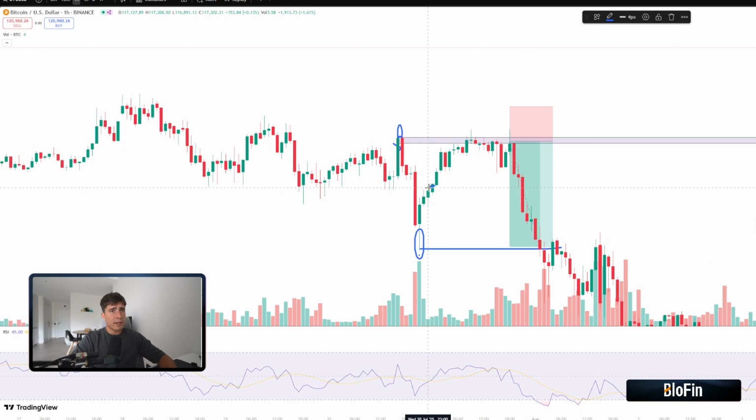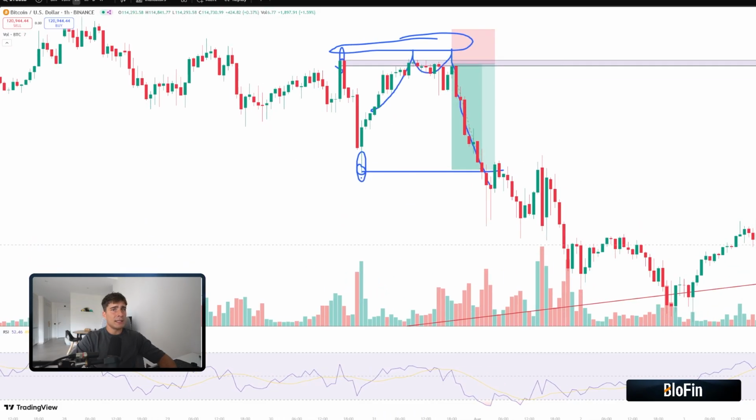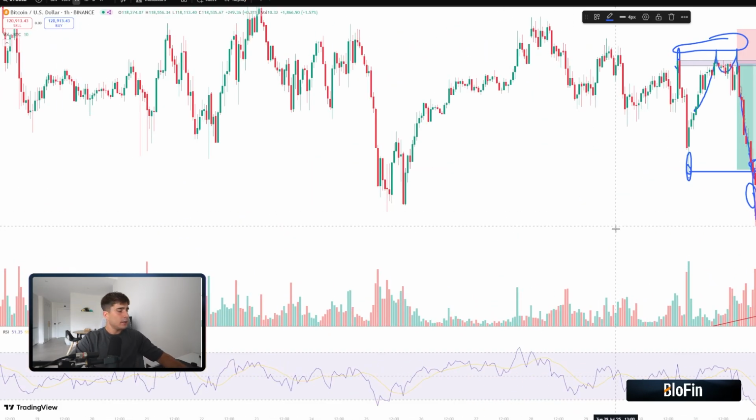You can see that the price opened here, went directly to the PDH. We saw two spikes to catch the liquidity that was here, and we saw a strong bearish candle that went all the way down to the PDL of the previous day. We saw that it broke that zone with a lot of strength. We had this spike here. We had a retest on the PDL of the previous day to continue going down, okay?